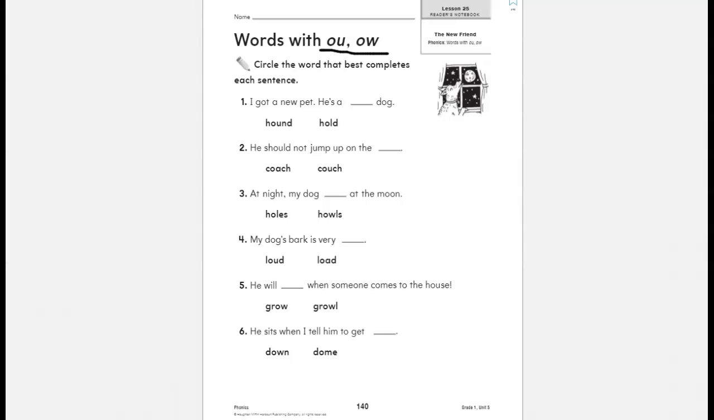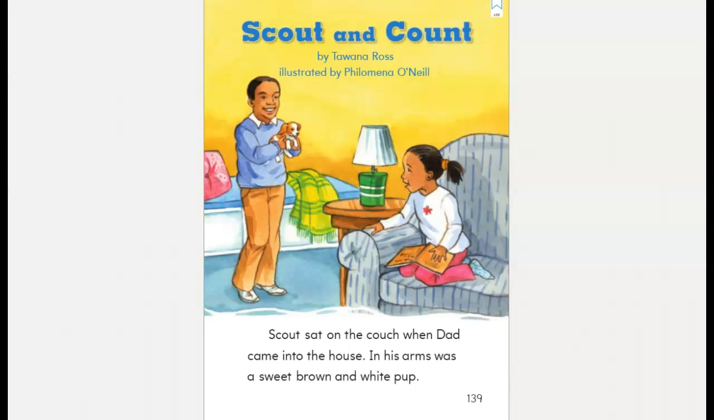Now let's end our lesson with reading our decodable, Scout and Count. Now let's read our decodable, Scout and Count by Tawana Ross and illustrated by Philomena O'Neill. As we're reading through our story, I want you to be listening for words that have the ow sound in them. Remember that the ow sound can be seen as OU or OW. Be sure to be following along with me at home.